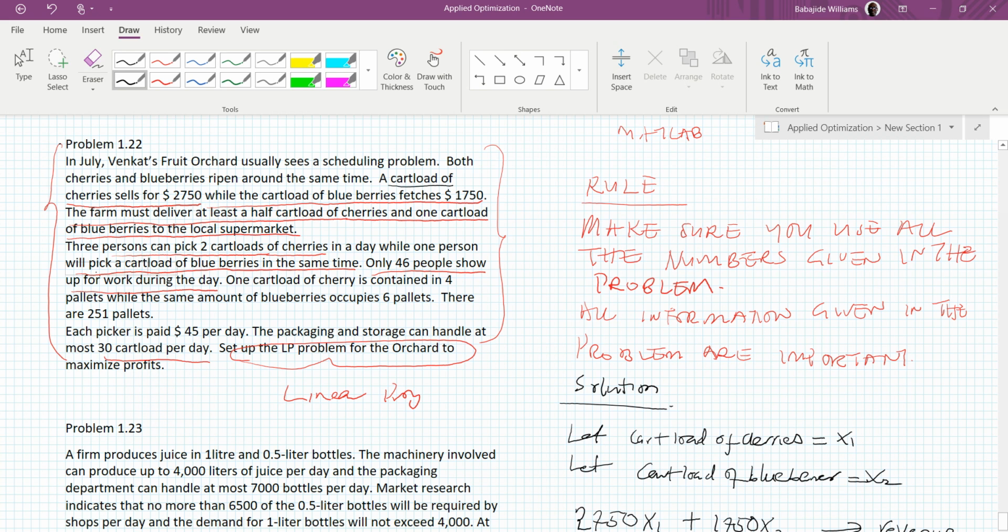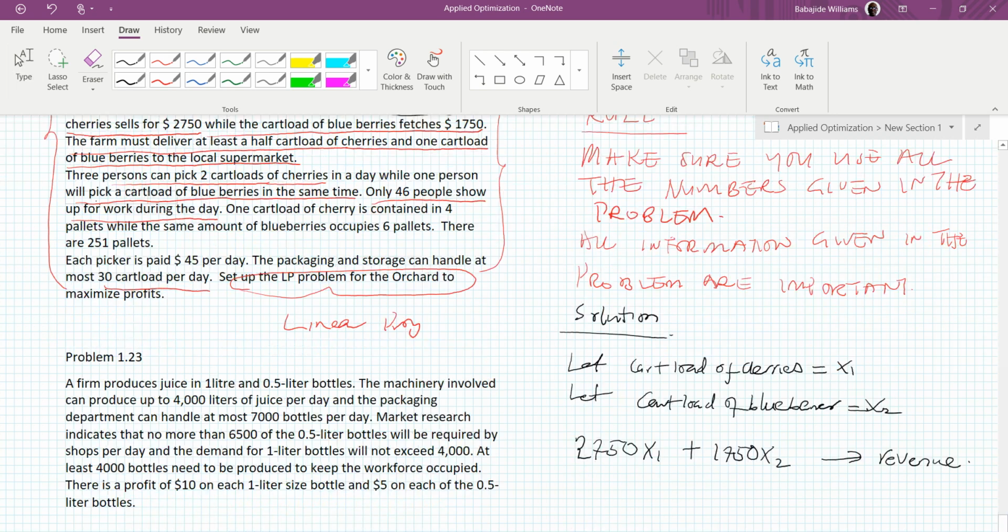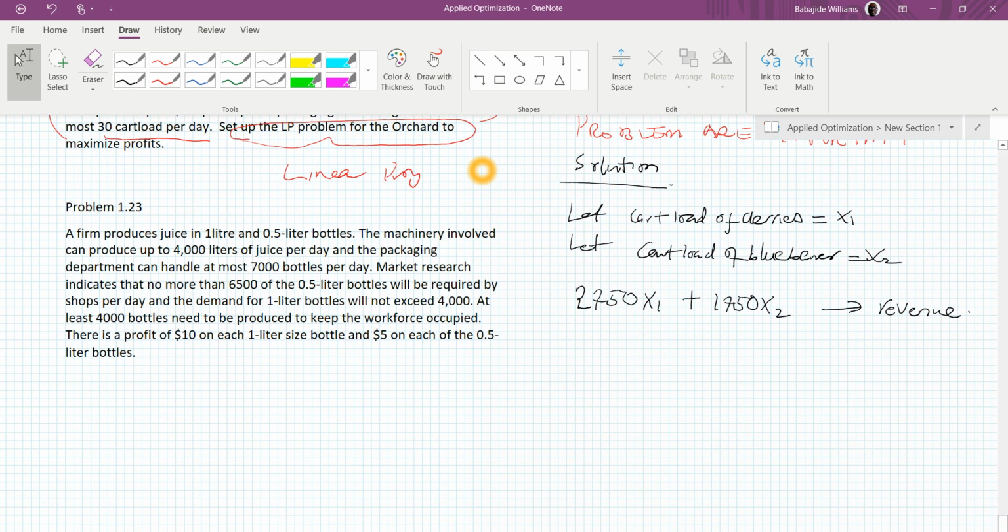Now, the firm must deliver at least half a cartload of cherries and 1 cartload of blueberries to the local supermarket. So straight away, I can go ahead and say, right, where's my mouse?